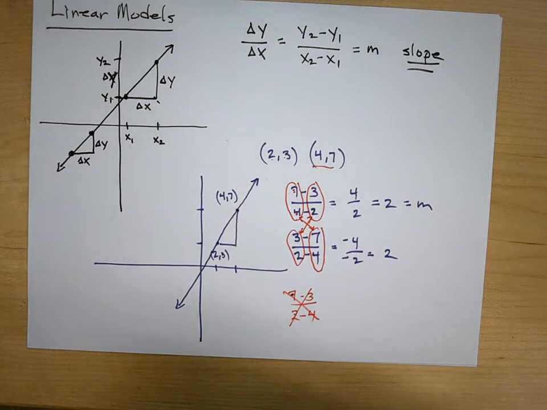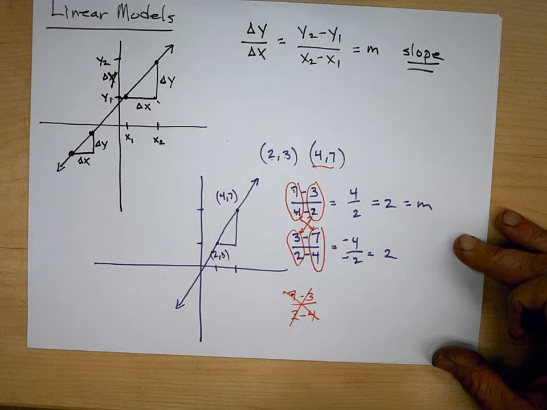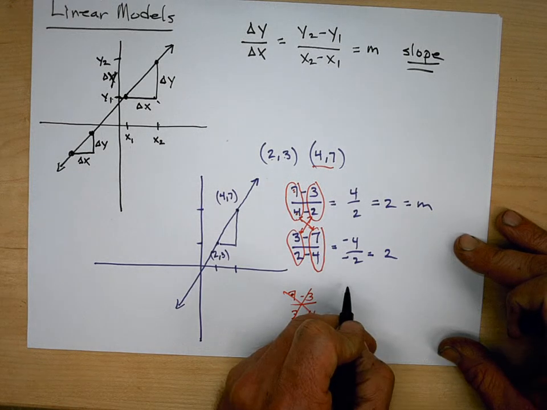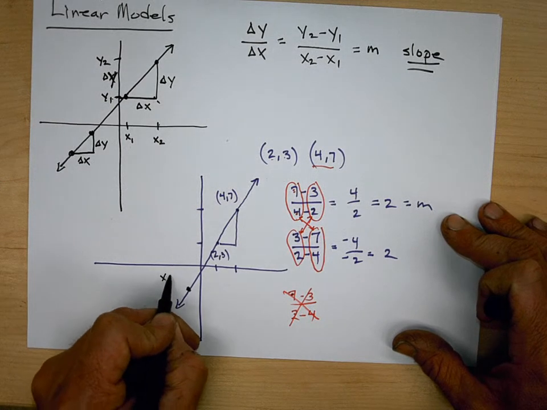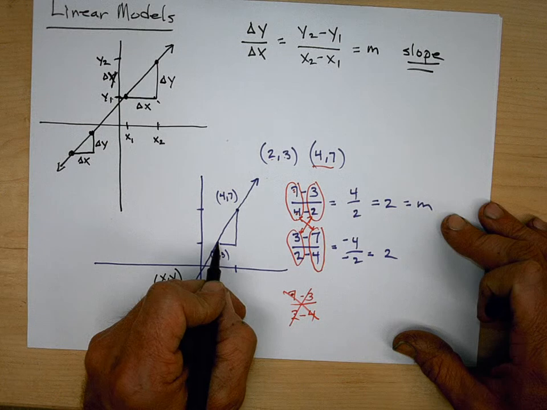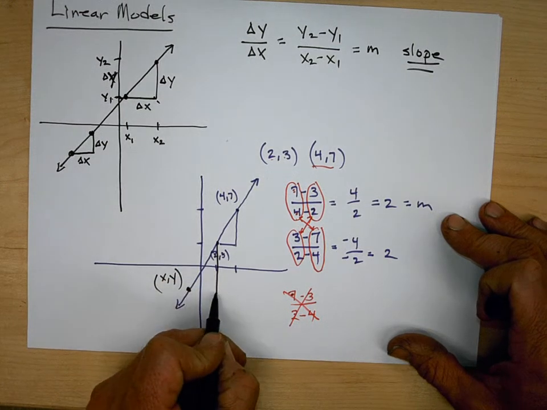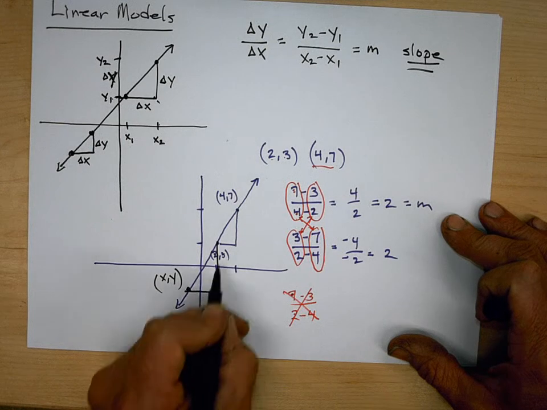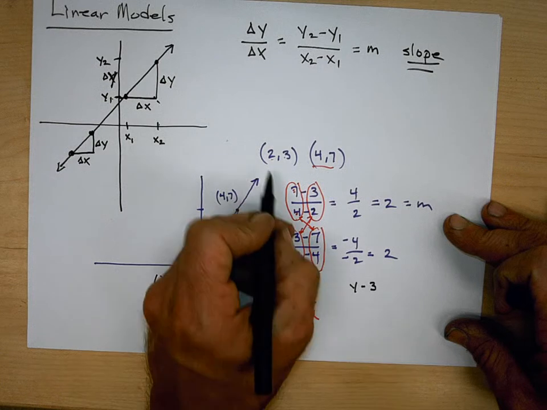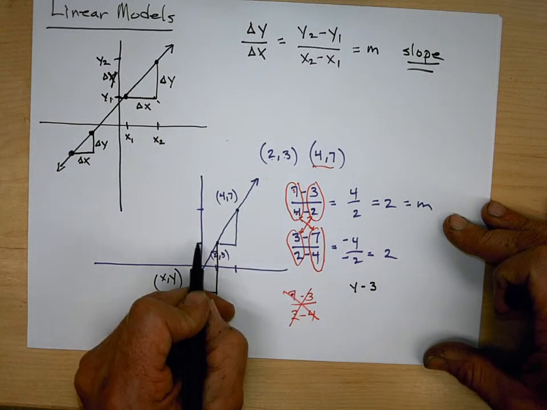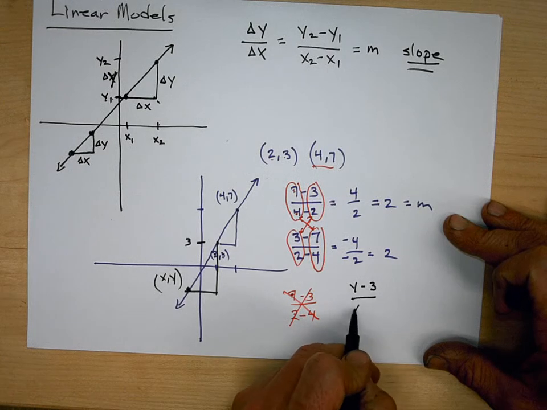In order to get the equation of the line, we should notice that for any point on this line, so let's say here's a point down here, (x, y), the slope between (2, 3) and (x, y), this slope right here, should still be 2, right? So in other words, y minus 3, because that's the change in y, we're going from 3 here down to whatever this y value is, over x minus 2.